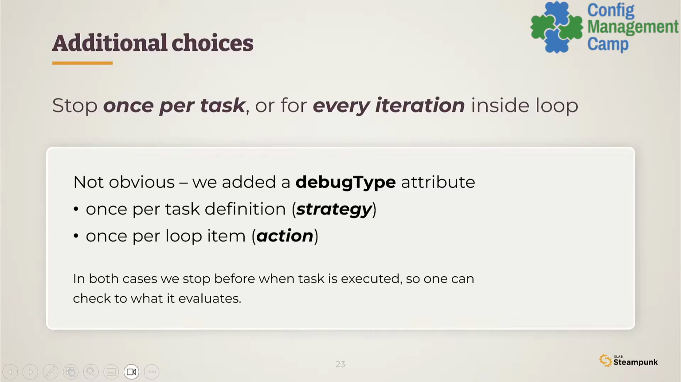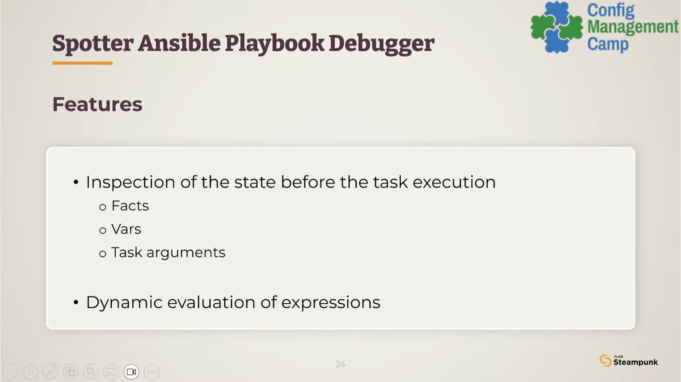Depending on where the Python breakpoint must be to import the debug functionality, it's named strategy and action. Strategy happens once for the execution of the task, and action happens for each iteration inside the task. In both cases we have lag because the when statement is executed really late. So in both cases we can expect to see why something didn't happen if the when was false. So you can expect it up front.